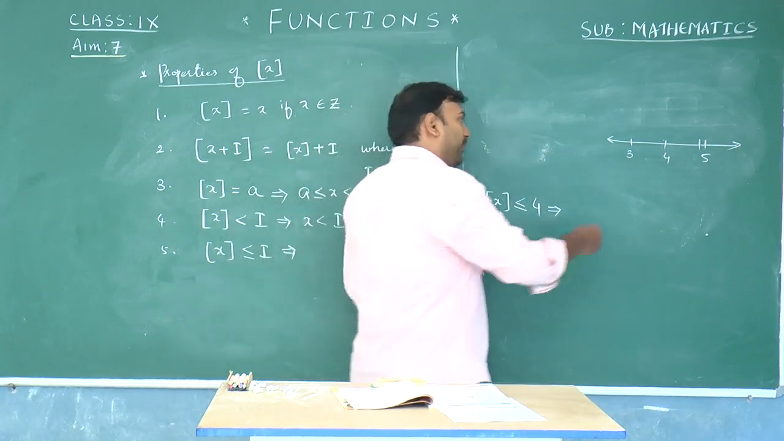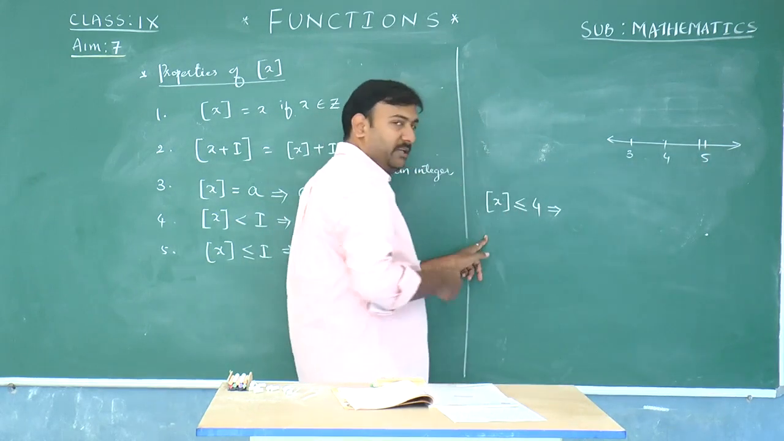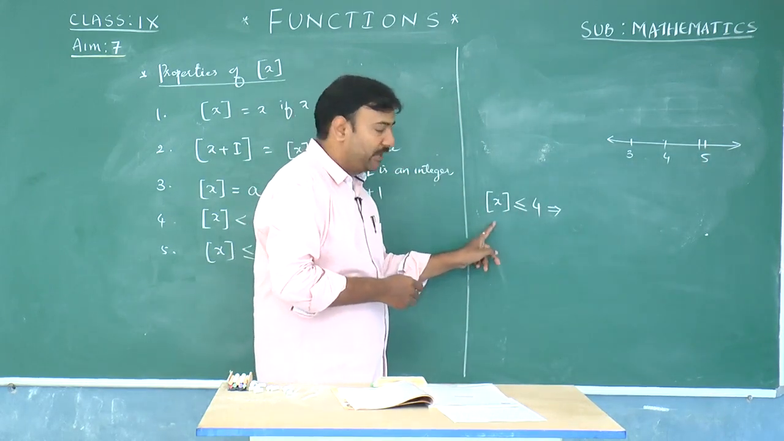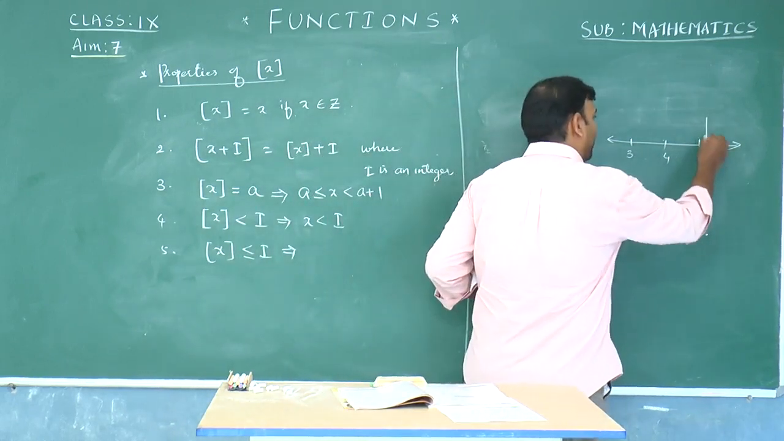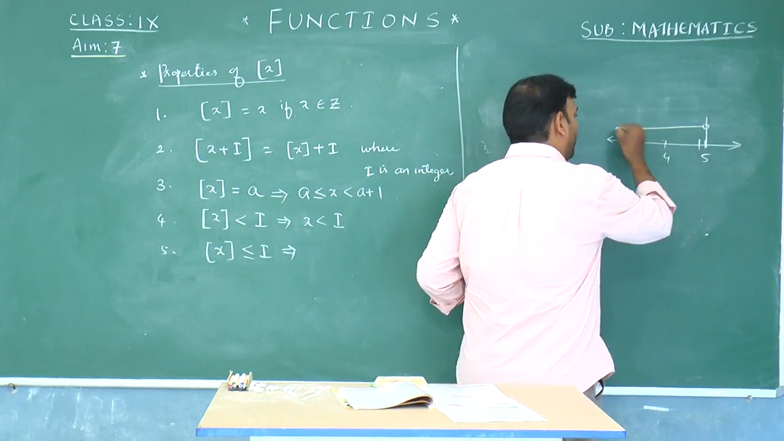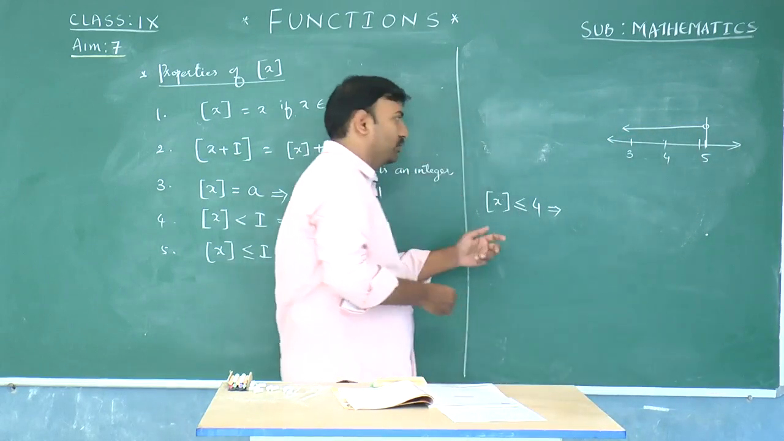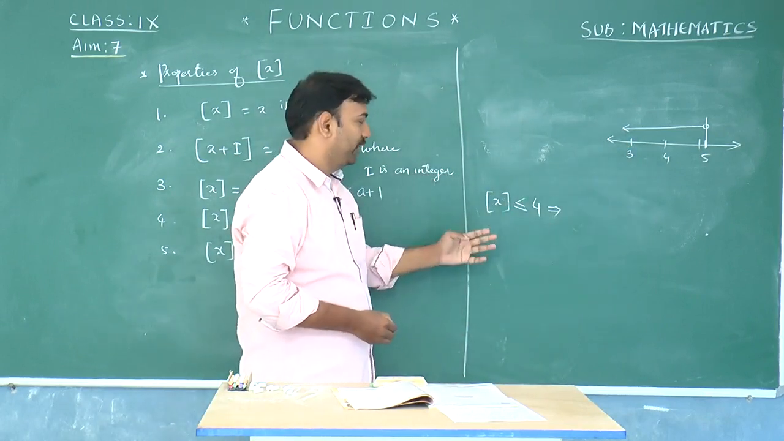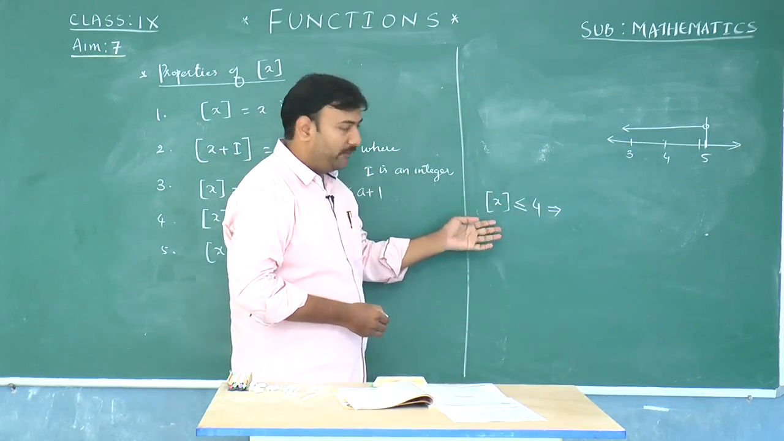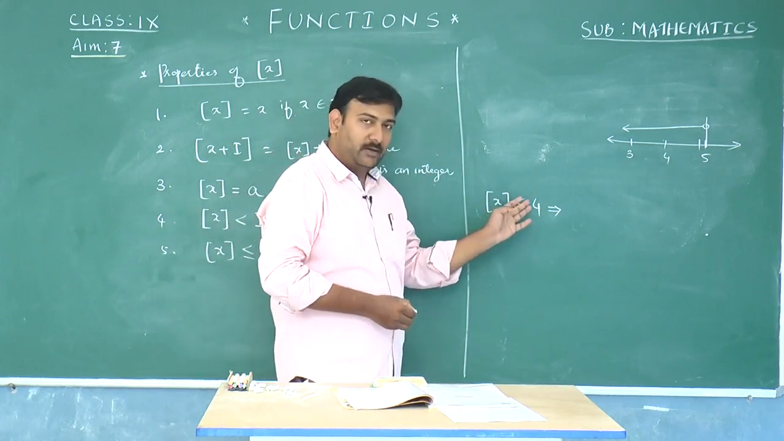Whereas if I take 5, 5 will not satisfy this inequation because step of 5 is 5, and 5 cannot be less than or equal to 4. So any number less than 5 is going to satisfy this inequation. Even if you take a number less than 4, that is 3 or 3.5, step of 3 or 3.5 will give you a number which is less than or equal to 4.